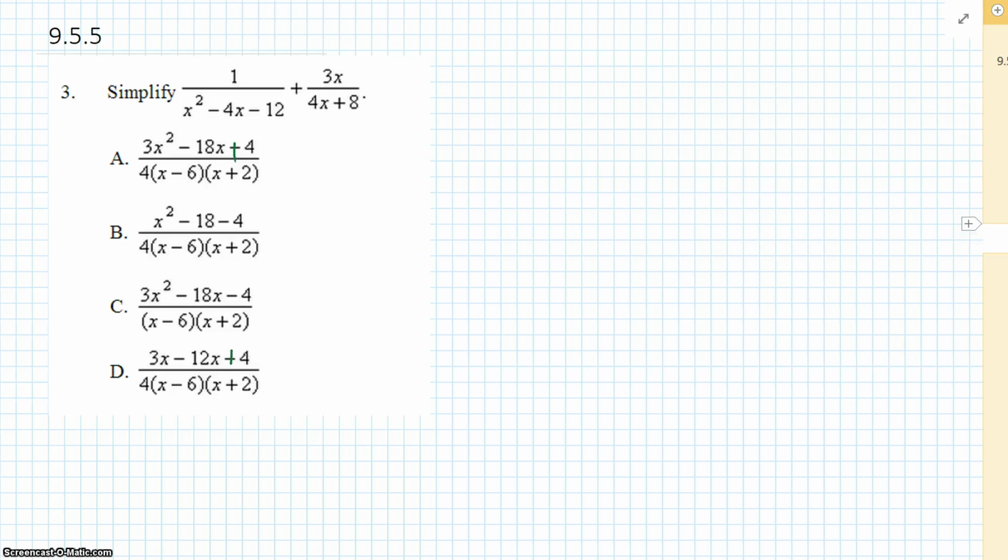Okay, let's look at the first example. Simplify 1 over x squared minus 4x minus 12 plus 3x over 4x plus 8. So let's look at the denominator of the first term. I got x squared minus 4x minus 12. I need two numbers that give me a product of negative 12 and a sum of negative 4. That'd be negative 6 and positive 2. So we can rewrite this as x minus 6, x plus 2.